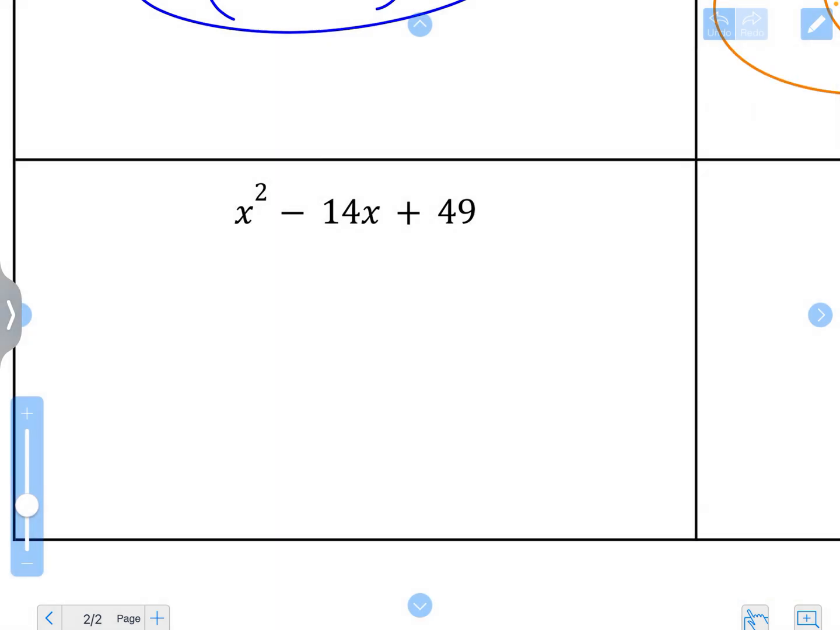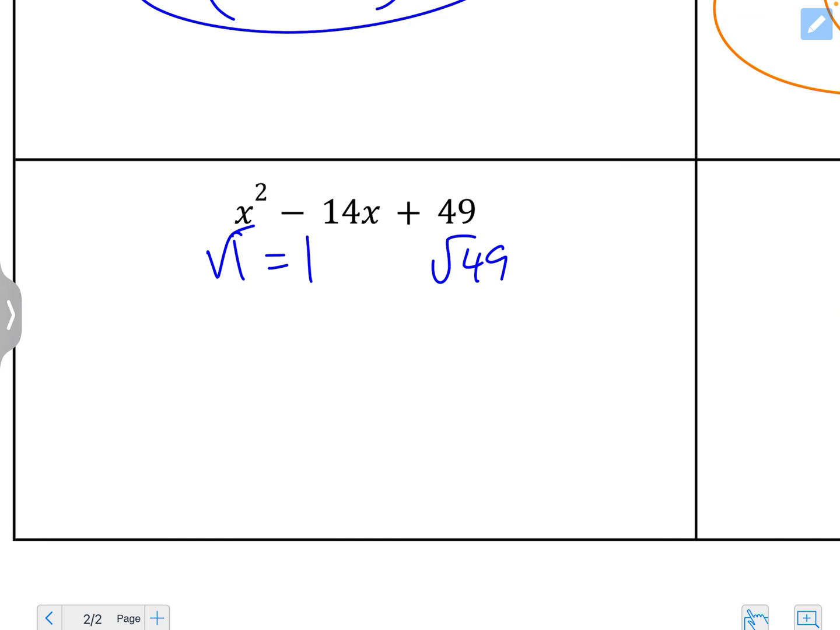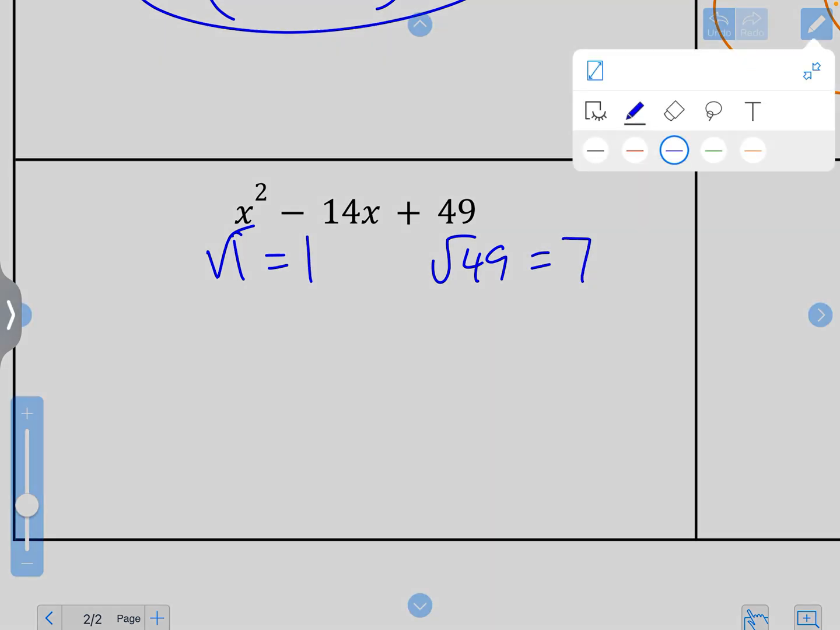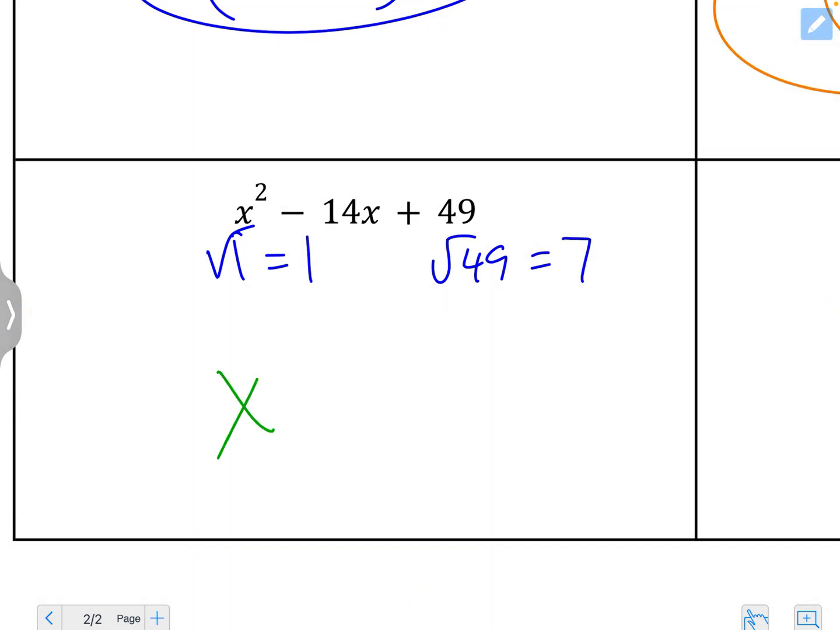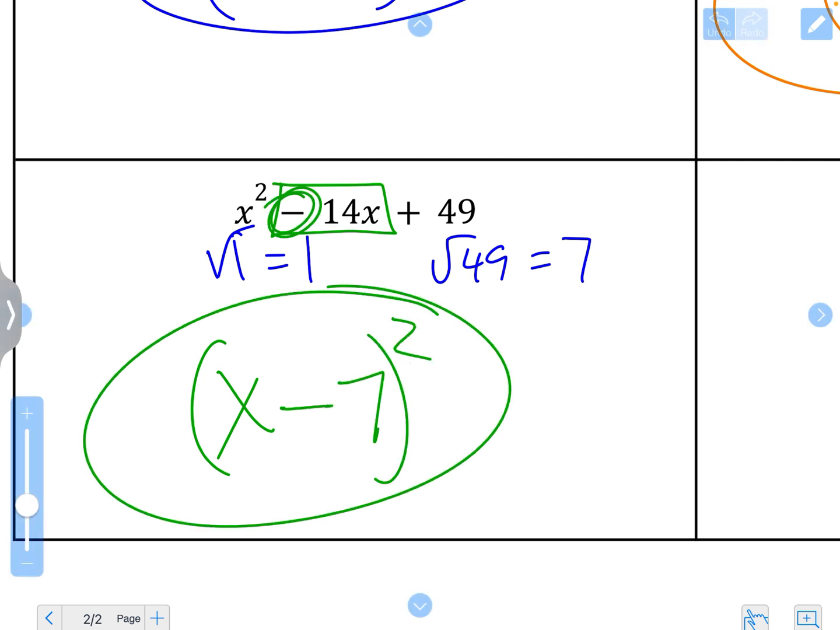We're going to square root the first number. We're going to square root the second. So that means our trick is going to work. So I'm just going to write down x. I can put that 1 in front, but typically we don't. I'm going to look at my second term. My second term is negative, so I'm going to write down negative, and then I'm going to write that second number.